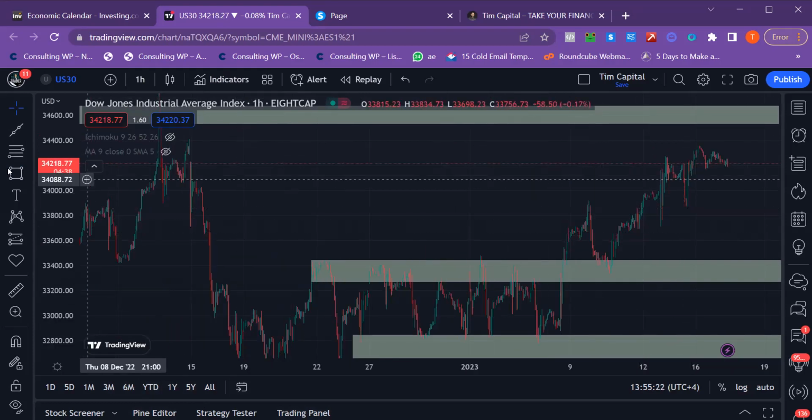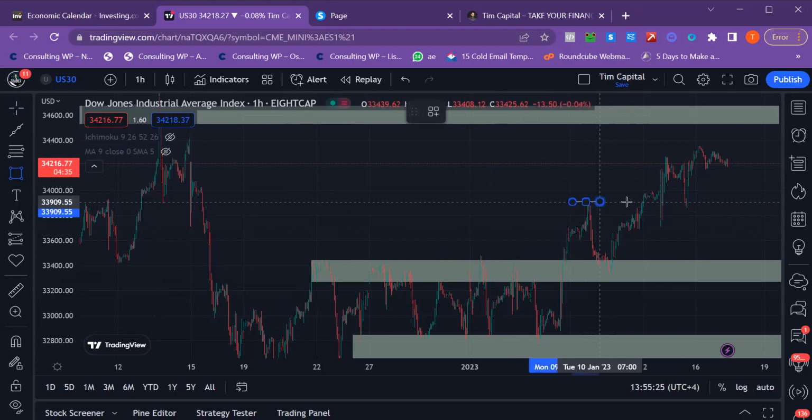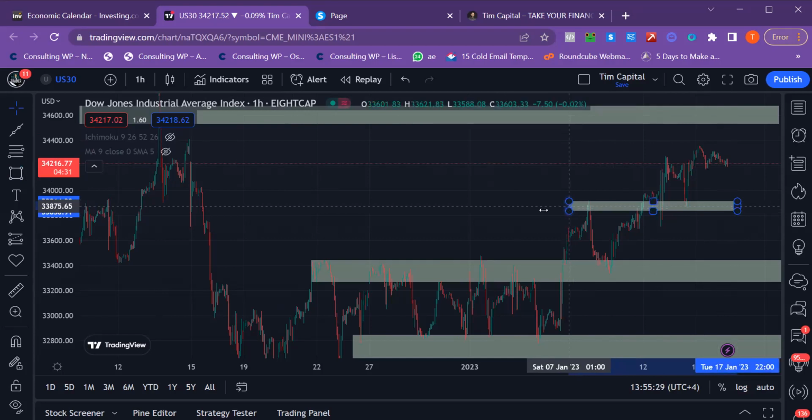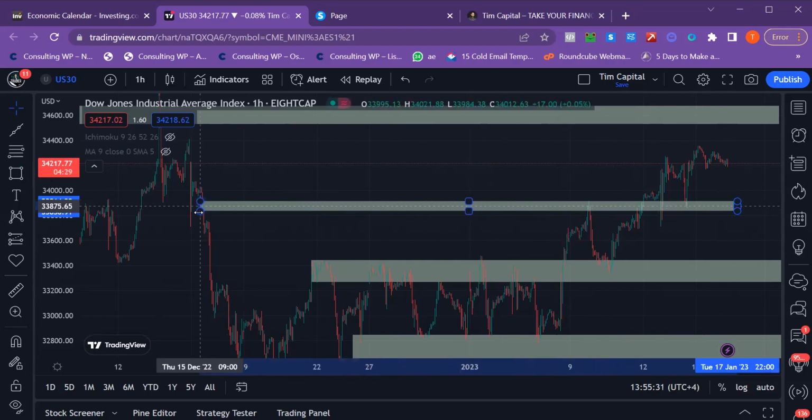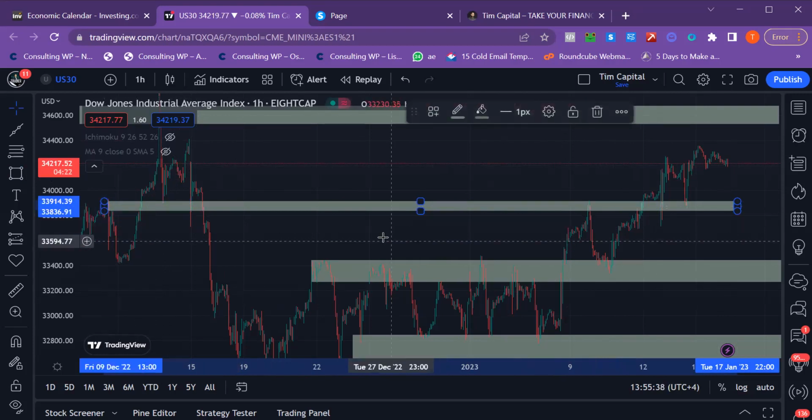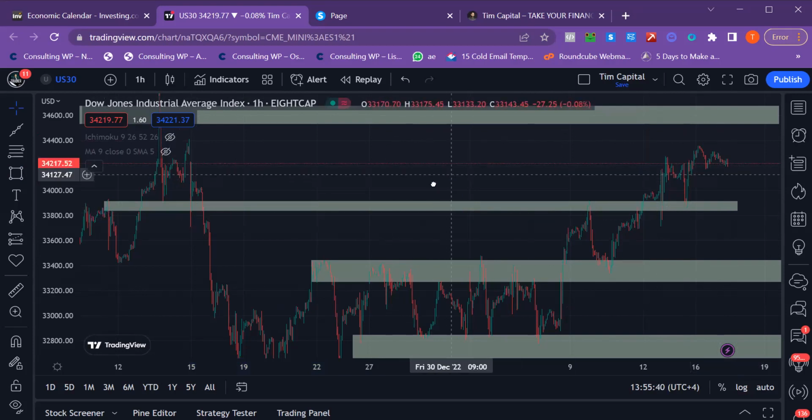So let's draw again. We can see some areas inside here. Let's draw it then. It's very important to draw areas, like all the areas that you see. It's always important to draw them, because it will help you to know exactly what is happening in the market. And if the price starts falling or going up, where is it going to stop?